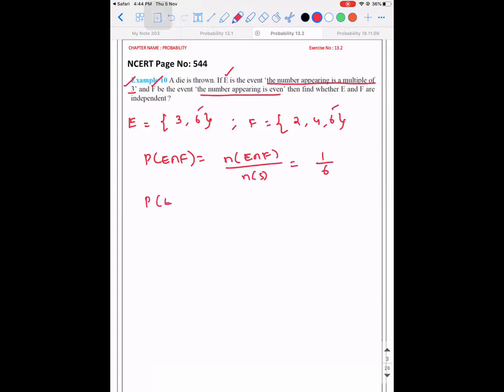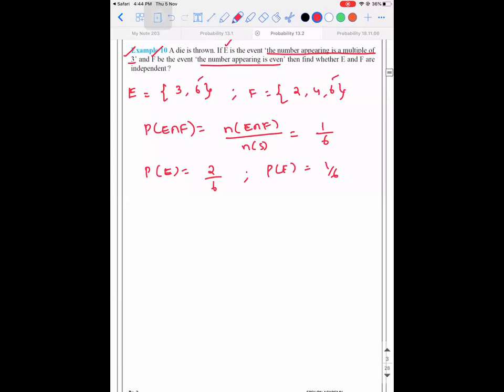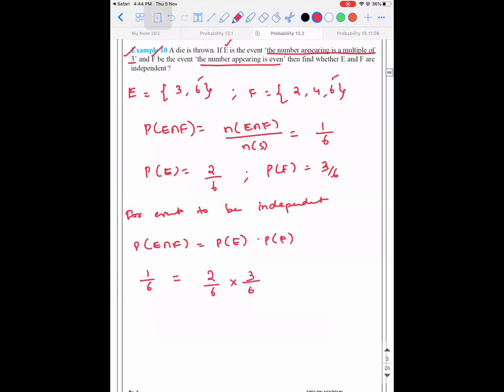So what is the probability of E? 2/6. Probability of F, 3/6. Correct? So for them to be independent, what is the mathematical condition? For events to be independent, probability of E intersection F should be equal to probability of E into probability of F. So the probability of E intersection F is 1/6, is it equal to 2/6 into 3/6?